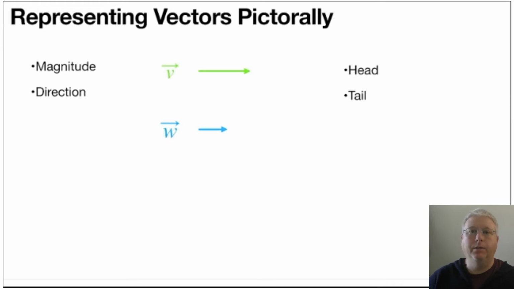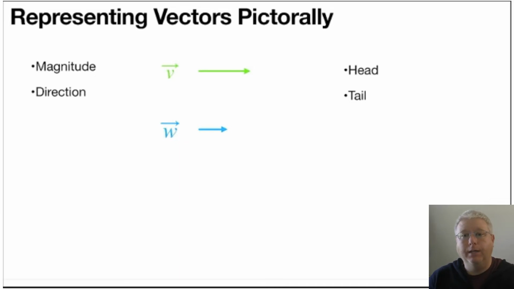In Lesson 2, we learned about the difference between vectors and scalars. Remember that a vector has magnitude and direction, whereas a scalar only has magnitude that describes it. So we can represent a vector pictorially by the use of an arrow. We can see the magnitude by looking at the length of the arrow. So the length of the arrow tells us the magnitude of the vector.